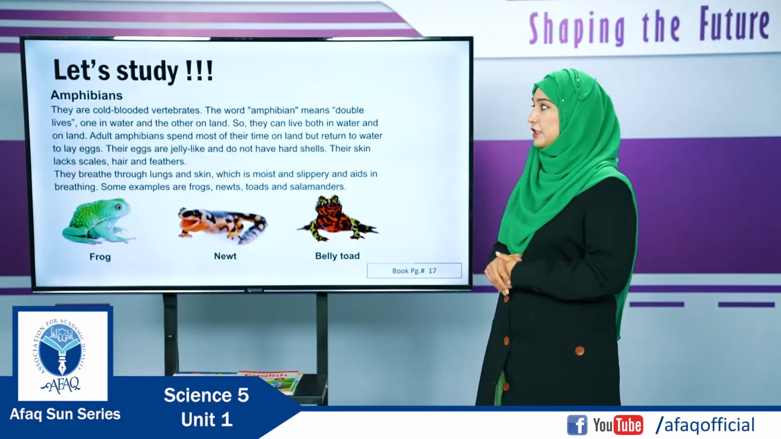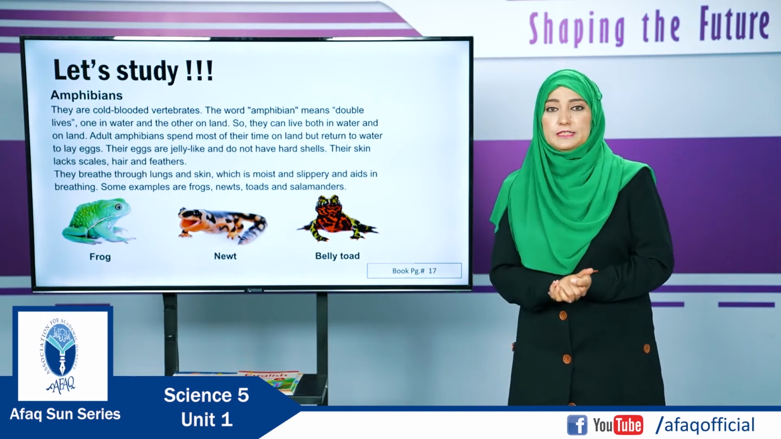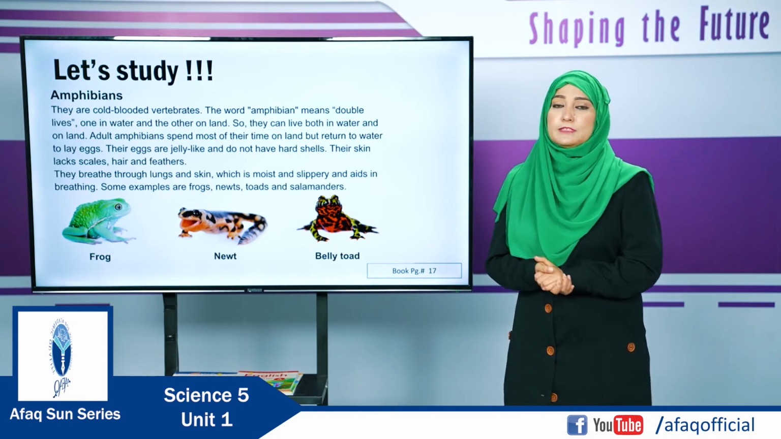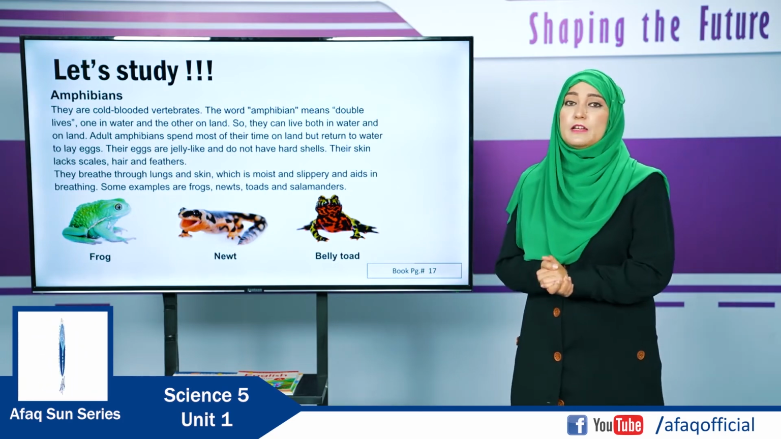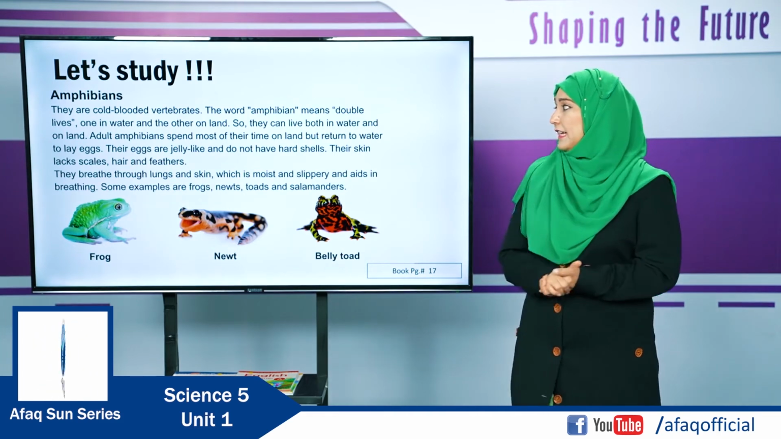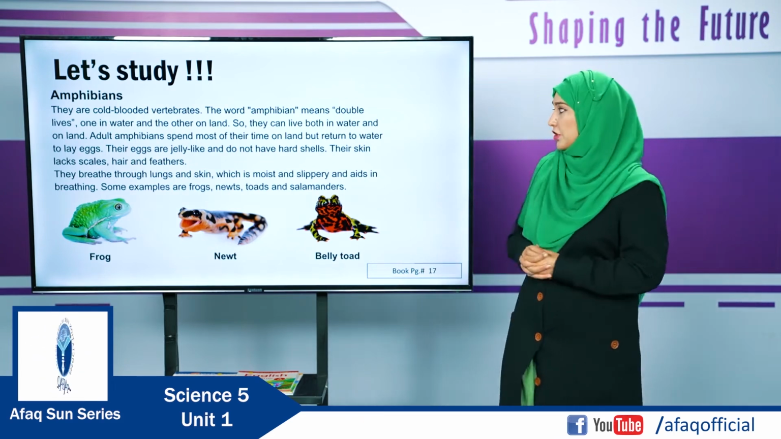Now let's study another group, amphibians. Why are they called amphibians? Because they live double lives. Some part of their lives they spend on land and some part of their life they spend in water. Amphibians are also cold-blooded animals. They lay eggs. Their eggs are jelly-like, but they do not have hard shells.